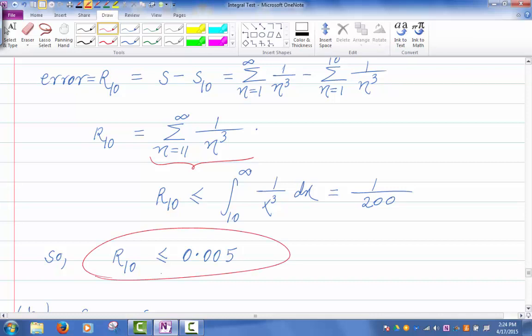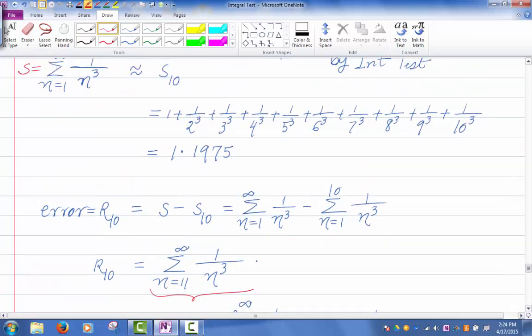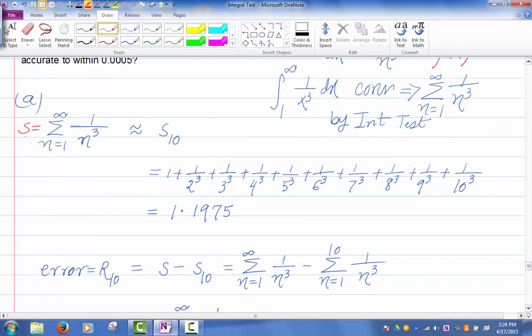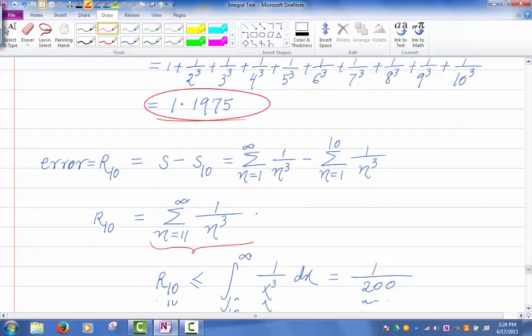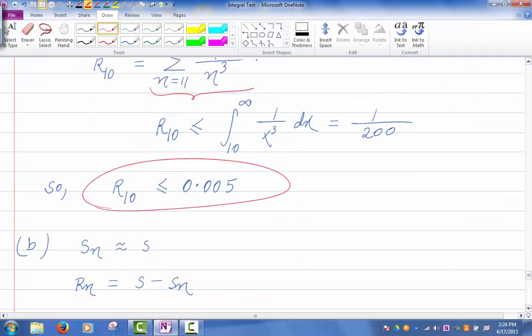So what is the meaning of all that we did? Well, basically, whatever the actual sum of this series is, if we are using S10 to estimate that, which is 1.1975, if we are using this number as an estimate, then the maximum error is less than 0.005. Is everybody okay?